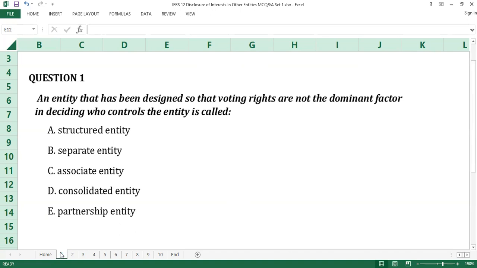Ten seconds gone. 20 seconds gone. Time up. The answer to question number 1 is A, structured entity. The wording in the question is the definition of a structured entity in line with IFRS 12. A is the answer to question number 1.